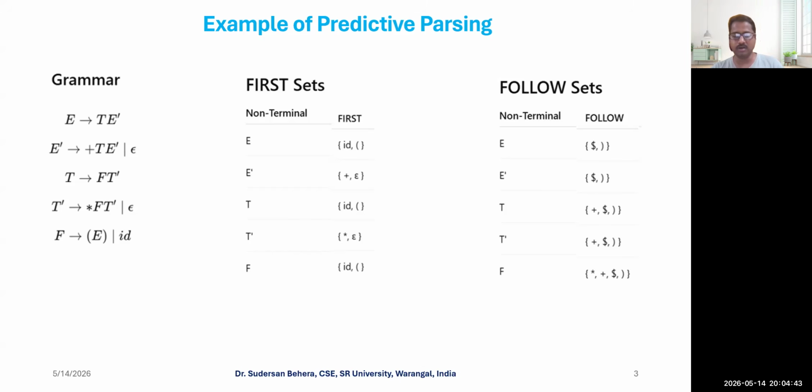So follow of E is dollar, comma, closing bracket. Similarly, follow of E dash is dollar, comma, closing bracket, and follow of T is plus, comma, dollar, comma, close bracket. Follow of T dash is plus, comma, dollar, comma, close bracket, and finally follow of F is plus, star, dollar and close bracket. These are the follow sets. So this much is calculated, as far as step 3 and step 4 are concerned.